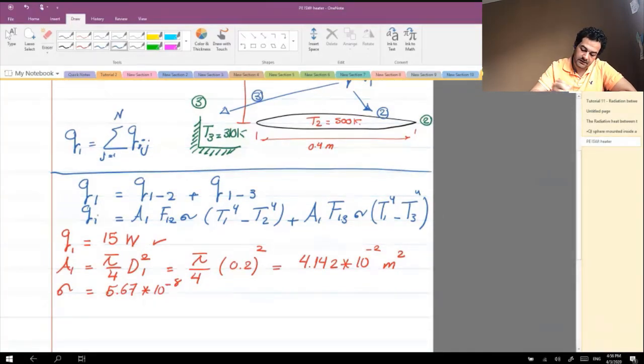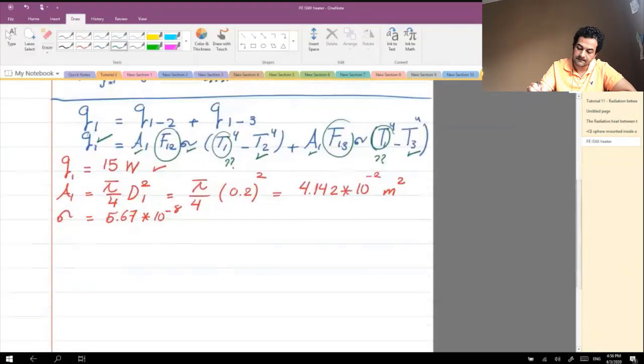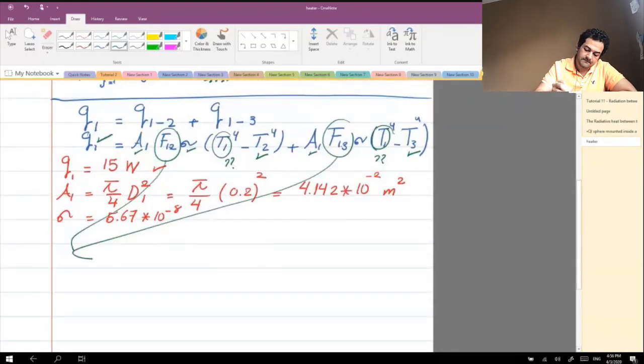So from here we have Q, we have the areas, we have sigma. T1 is the thing that we are looking for, and T2 is given, T3 is given. So the only things that are not given to you are F1, F12 and F13. Right? So for F12, that's a common configuration, which is coaxial disks.